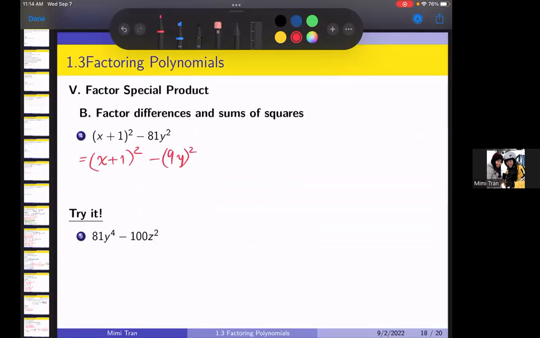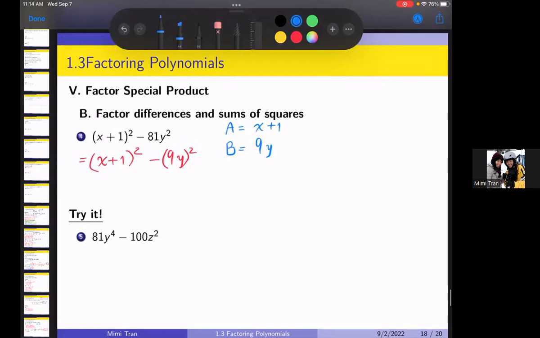Can someone tell me what is my A and what is my B? Good. And B is 9y, right? By the way, whatever A, B is inside the parentheses, right? That's why we have the parentheses. Now A plus B, A minus B. I want you to try this on your own. See if you can complete the problem. A plus B, A minus B.